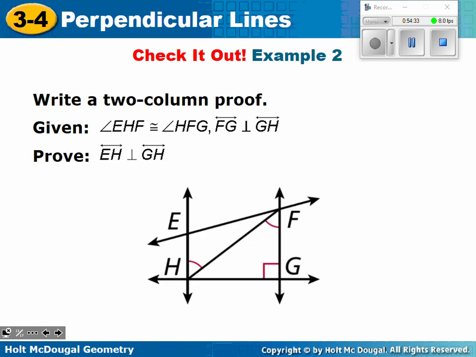There we go. So EHF is congruent to HFG, right? Those are marked congruent. Stop right there and just ask yourself, and ignore the things you don't need in the picture. So we've got EH and this little line here forming that angle. And then GF and this little line forming that angle. What kind of angles are those?